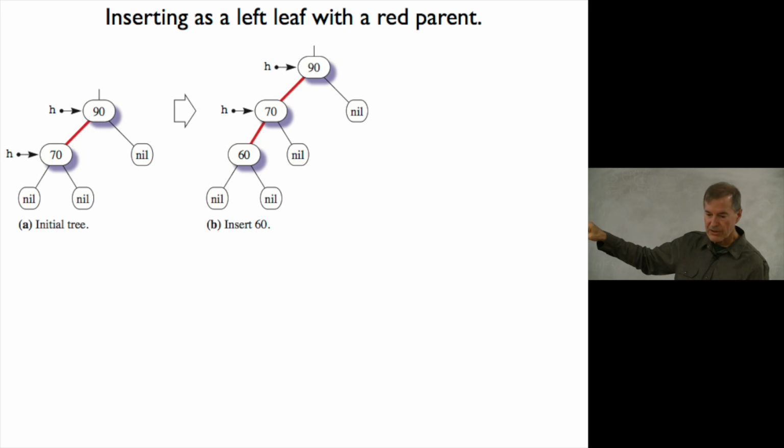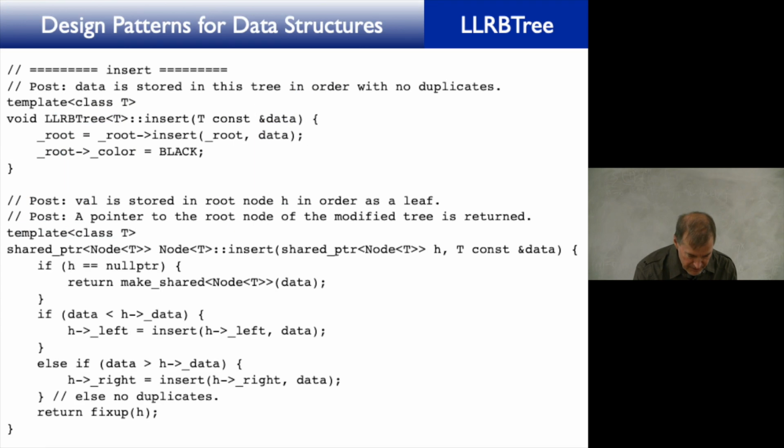Now, in the insertion, when the pointer was at H, and then when we call it with nil, what did it return? It returned a pointer to the new one. Are you with me? Look at this part of the code right here on the insertion, the very first part of insert. If H equals null pointer, do what? Return new node T data, and it doesn't do fix up. It just returns.